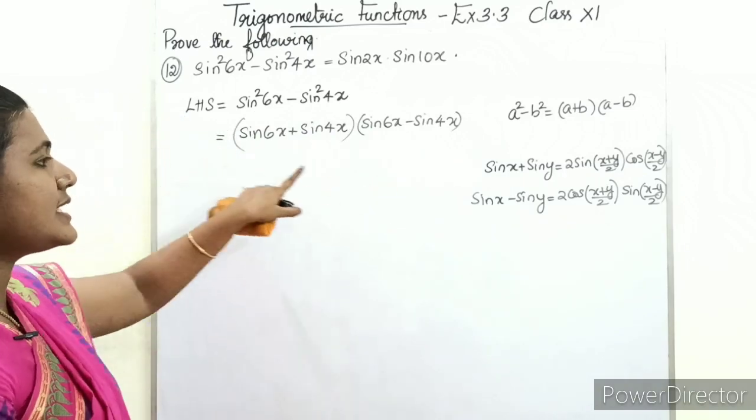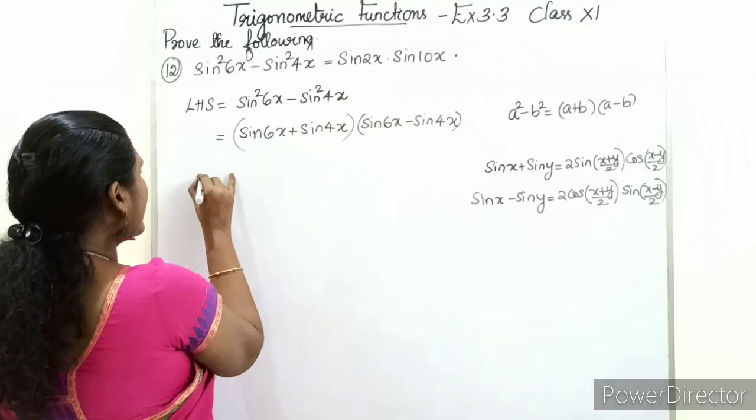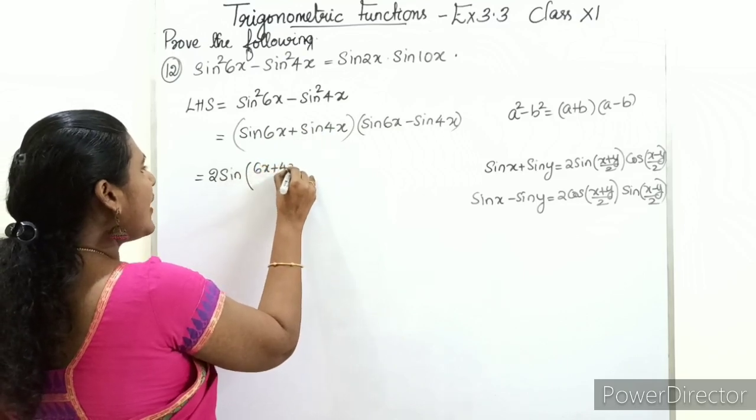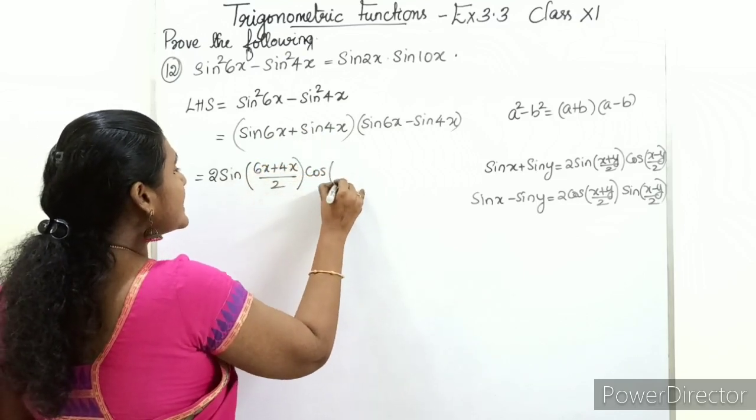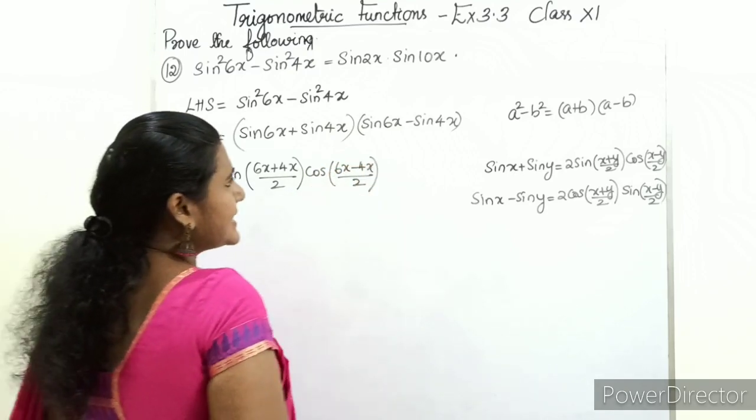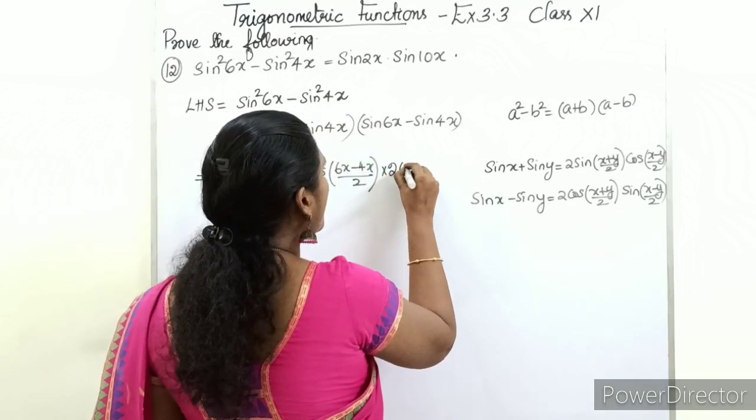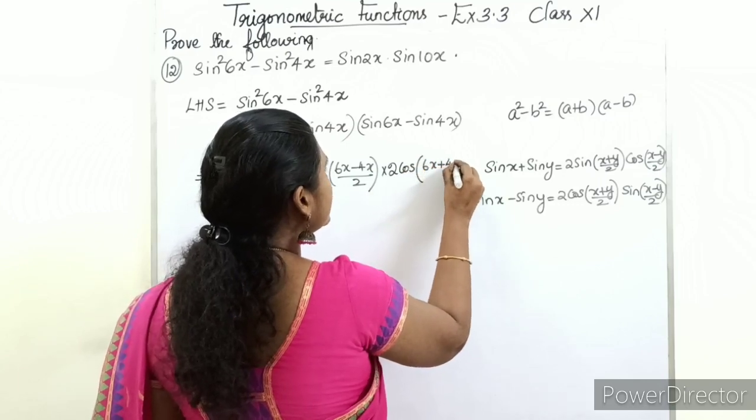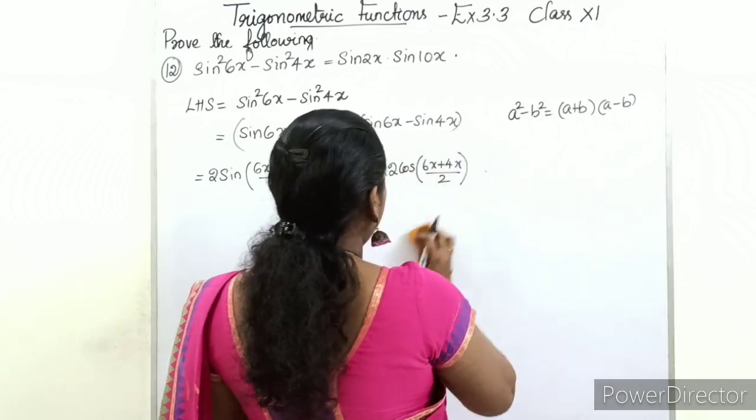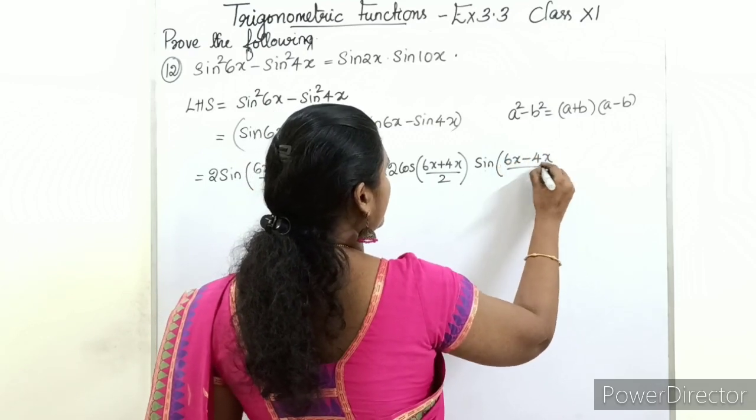So using these two identities, we will simplify each expression inside the bracket. We can write 2 sin (x+y)/2, that is (6x+4y)/2, into cos (6x−4x)/2. Similarly, the second expression we can write as 2 cos (6x+4x)/2 into sin (6x−4x)/2.